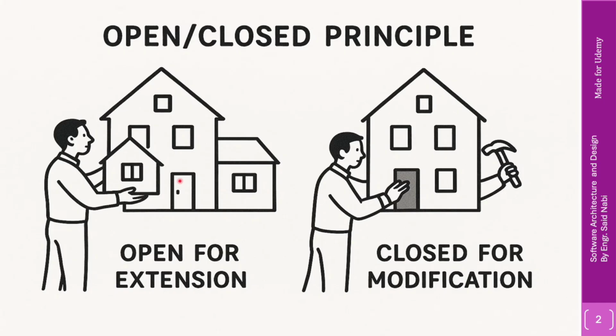So that is what we call OCP: open for extension and closed for modification. You cannot modify the existing structure of the system. Yes, you can extend it, you can add new classes, you can add new functions. Instead of changing the existing function or classes, the open closed principle tells you to add new ones.